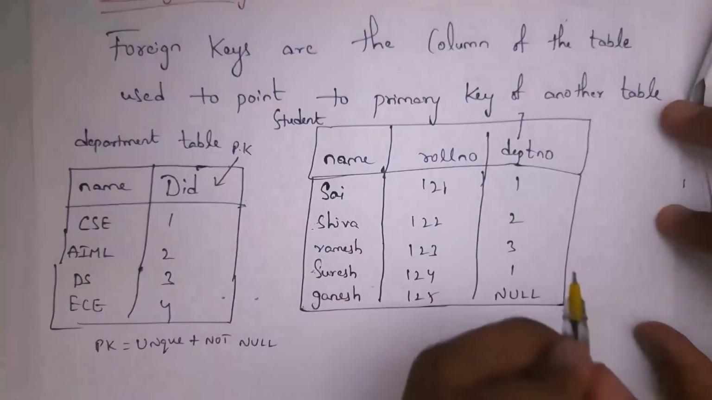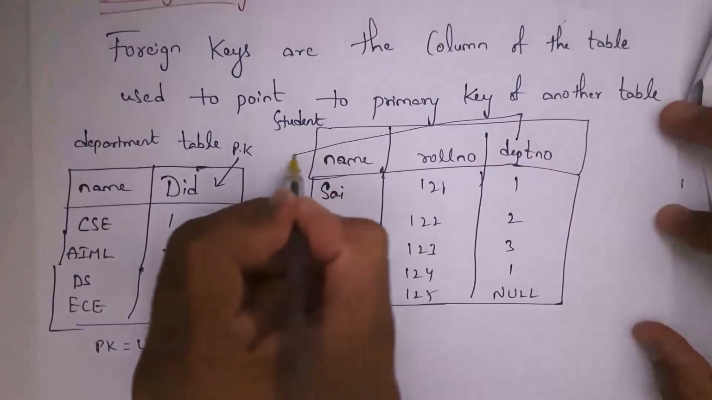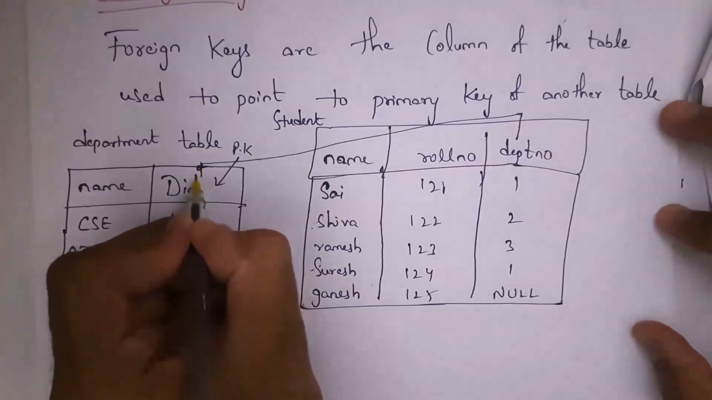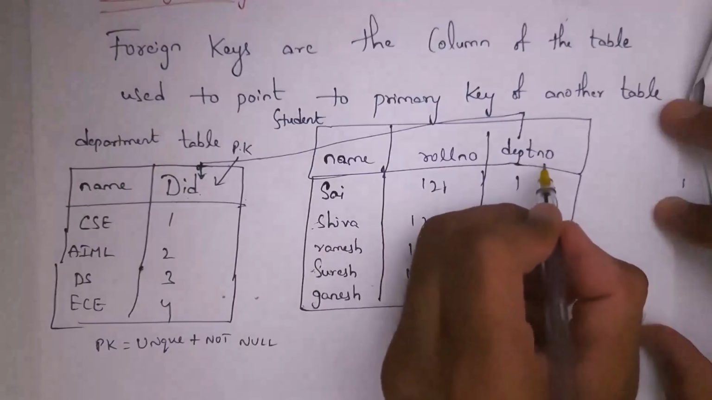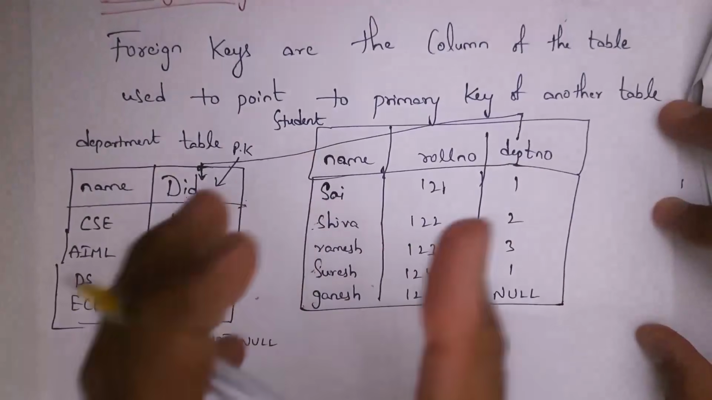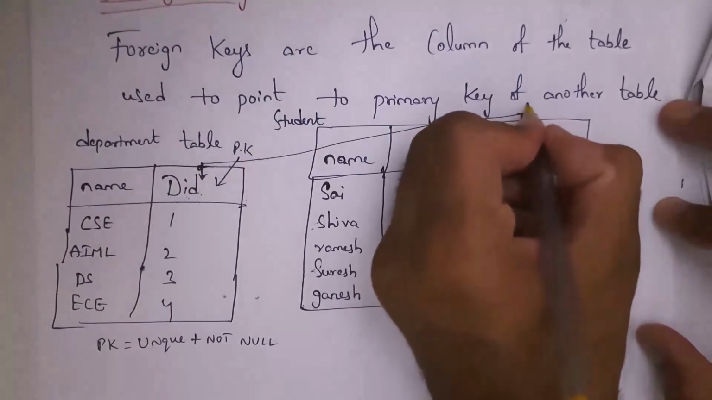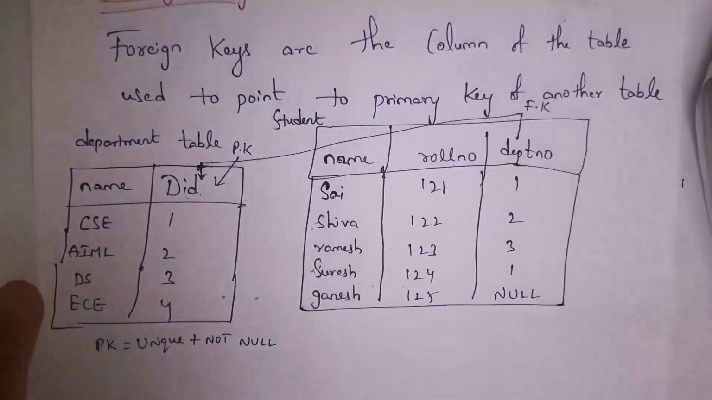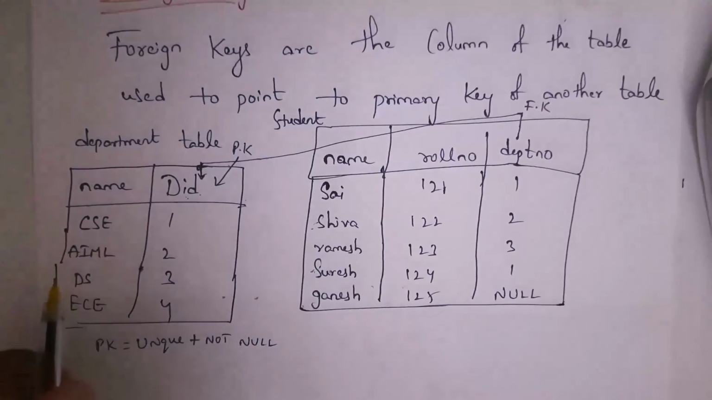Now what I will do is, I will connect this department number column with DID column. I will select a DID column from department table and department number column from student table. And I will connect these two columns by establishing primary key and foreign key relationship. Primary key means it will accept unique values and null values are not accepted.